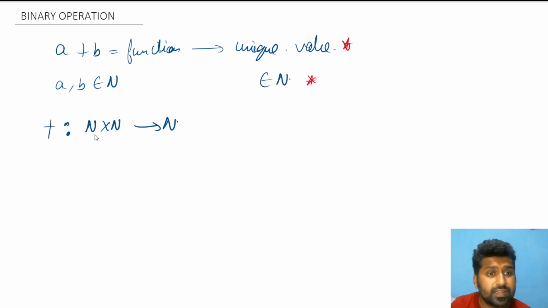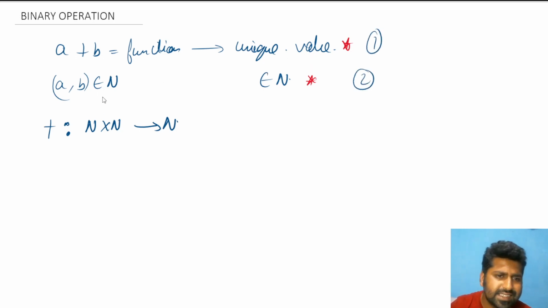This N cross N is like a comma b. We write an ordered pair, and ordered pairs are represented by the Cartesian product. This is the representation of the Cartesian product. Now that we have understood, there are two parameters. First, it should generate a unique value. Second, it should belong to the same set from which a and b come. Now let's write the final definition.